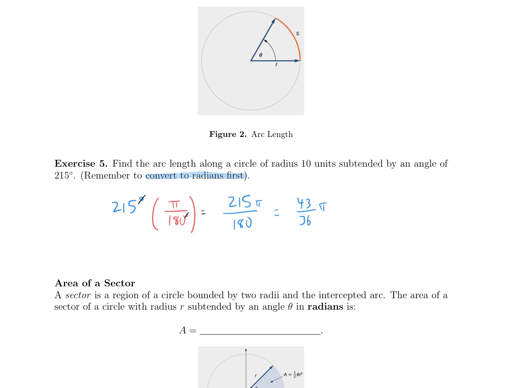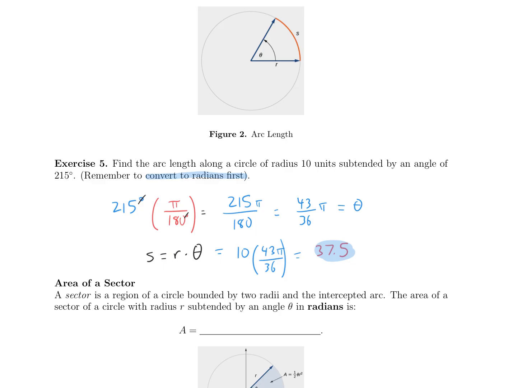Okay, once you have that, now you have the angle theta in radians, so that's our theta. Now we can use our formula for arc length, s equals r times theta, where the radius is 10, and the angle is 43 pi over 36. Okay, and if you use your calculator for these type of problems, they're going to want a decimal, so let's round to 1 decimal place. If you do that, you should get 37.5 as the arc length.